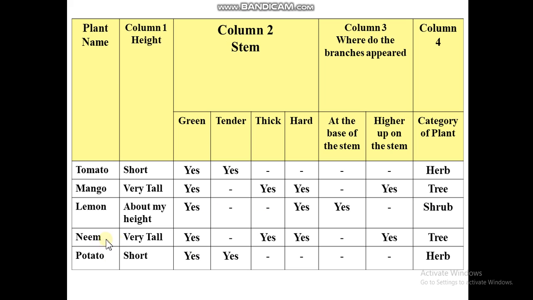Similarly, neem is very tall and has all the properties of the mango, so we can say it is a tree. Potato is short and shows all the properties of tomato, like being very small, green, and tender. So based on the properties we can consider potato as a herb.